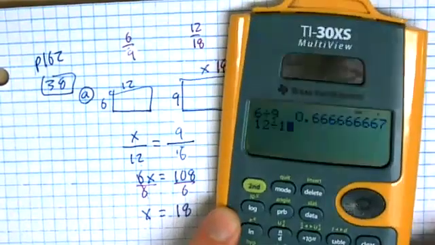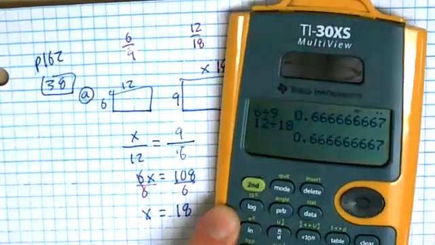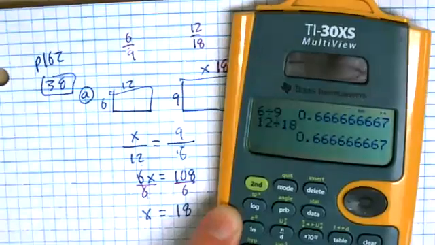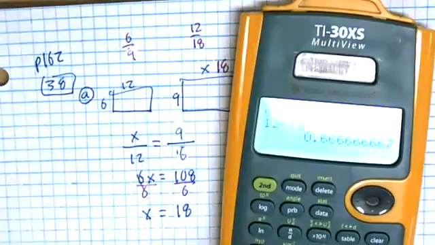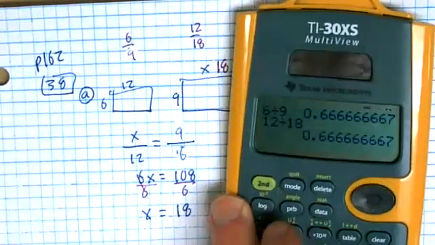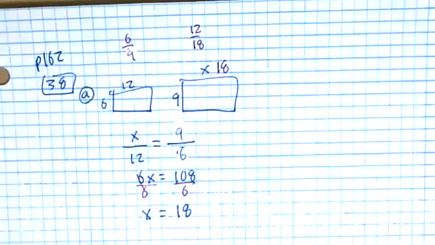12 divided by 18 is, oh, the exact same thing. Okay, good. Then it must be the right answer. I've checked and I've checked my ratios, and they do come out to be equal to the same decimal. So we're good.